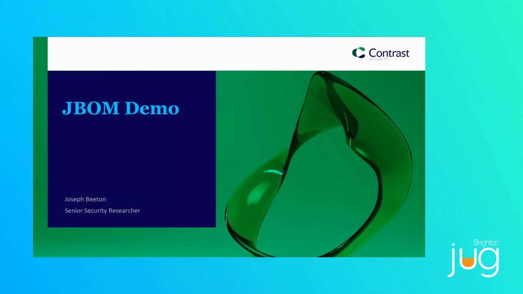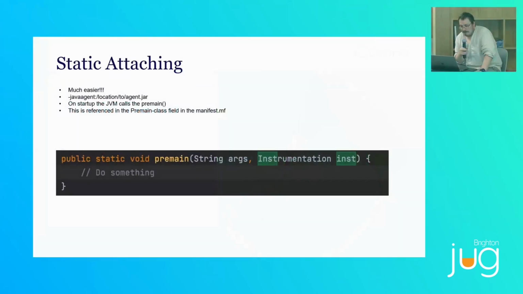Cool. Okay, so that's dynamic. There isn't much difference in the permissions. Assuming permissions are set correctly on the JVM, you can basically do anything at runtime that you can do statically from startup. It's much easier under the hood for static attaching, because all you're doing is specifying a Java agent and the location of the jar on startup. There are no issues with setting up the inter-process communication. It's all done within the same JVM. Essentially the only difference is the method name. It's premain rather than agentmain, but then you get the same argument list and the same instrumentation API access, again referenced by the Premain-Class field in the manifest file.